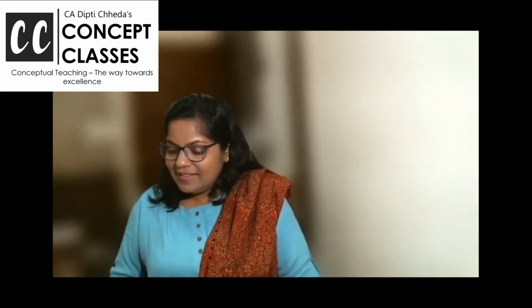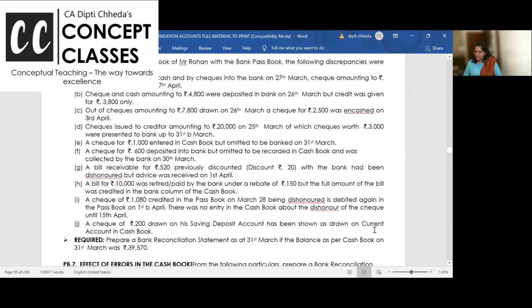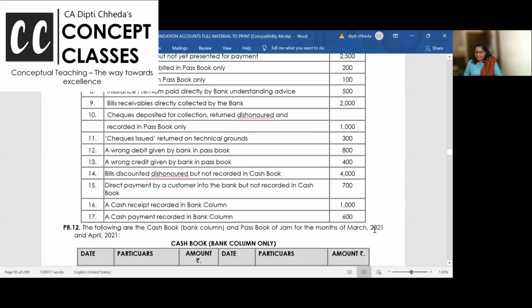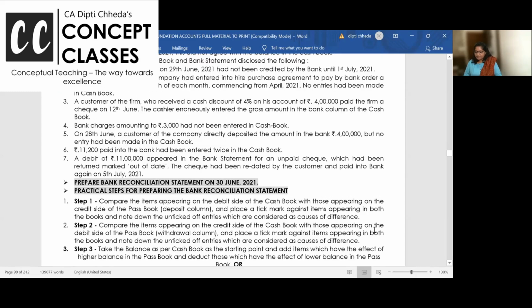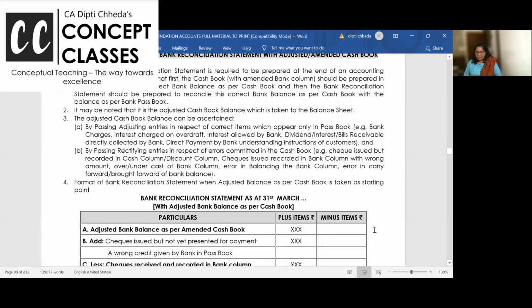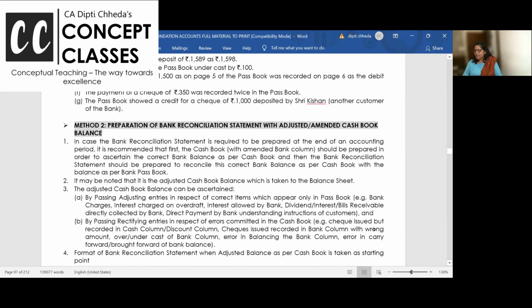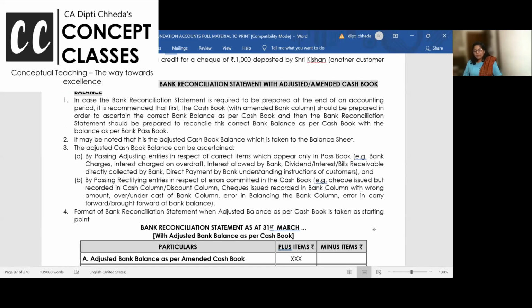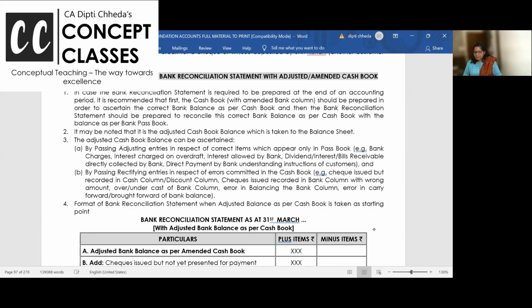Okay. Let us have a look at what we have done yesterday. Yesterday we have done this reconciliation concept. Method 2 we have done yesterday: preparation of the bank reconciliation with the adjusted cash book. In the adjusted cash book, where will you take the items in the BRS?